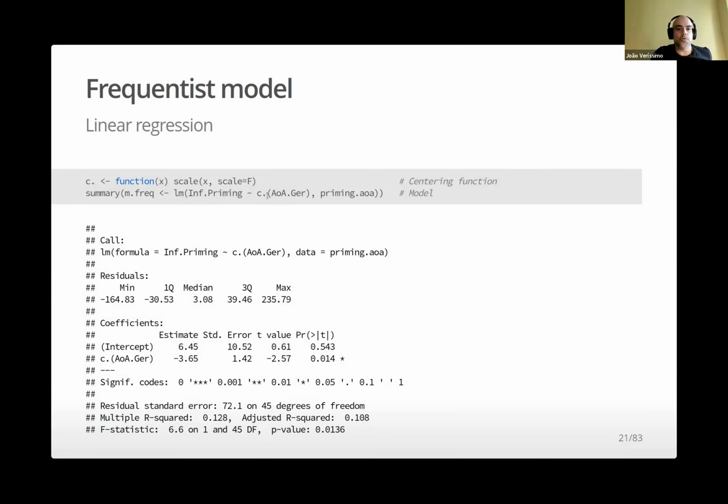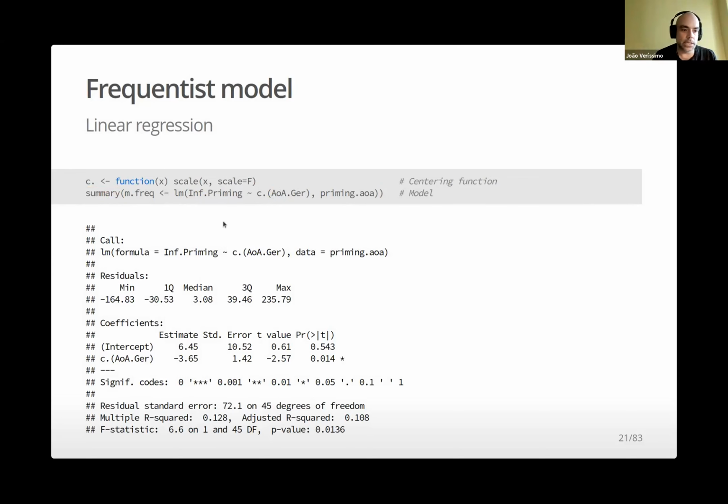So first, our traditional frequentist model. We're going to use the lm function, of course, to run a simple linear regression. We are predicting inflectional priming from AOA. I also use a centering function here. This simply centers the predictor around its mean, and I can do that from right within the regression formula. And then I'm calling the summary function on the model that I have just fitted.